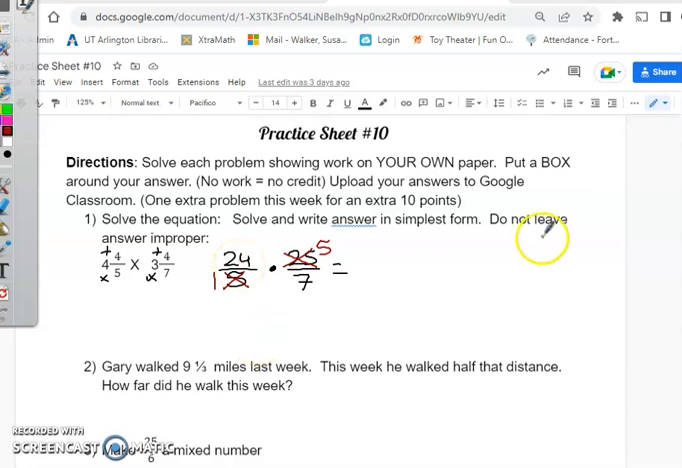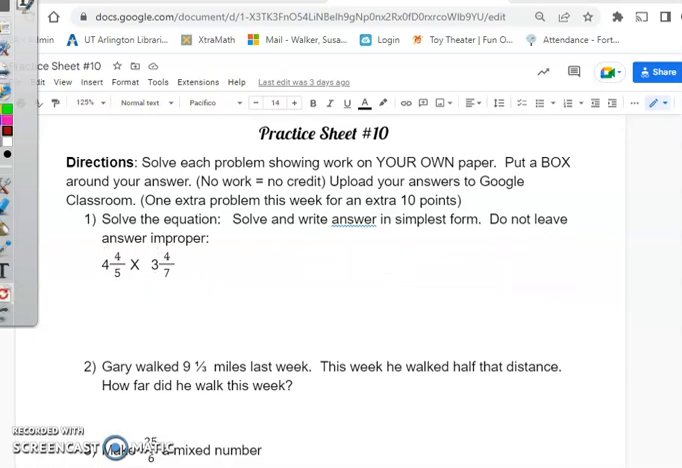So 24 times 5 is what? 120. 1 times 7. And then I divide to make this a mixed number. So I'm going to let you know it's going to be number, and then the fraction. Okay?